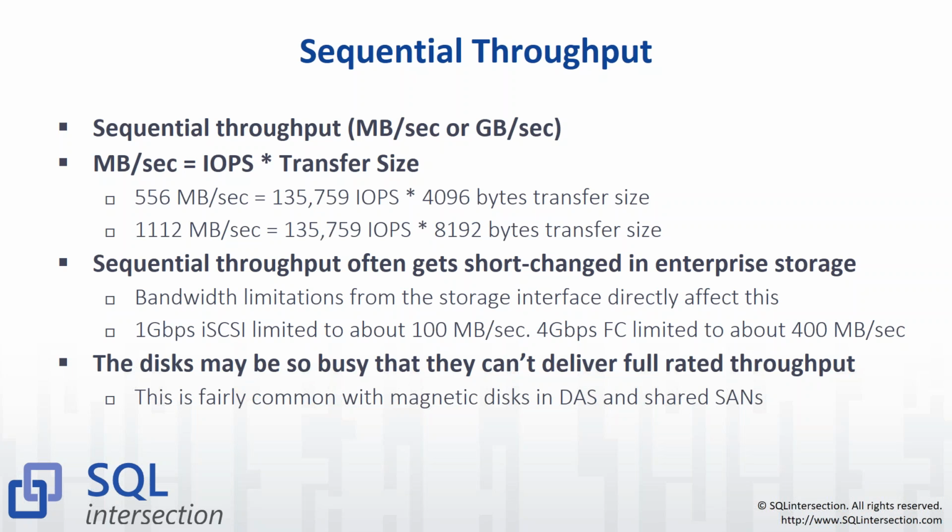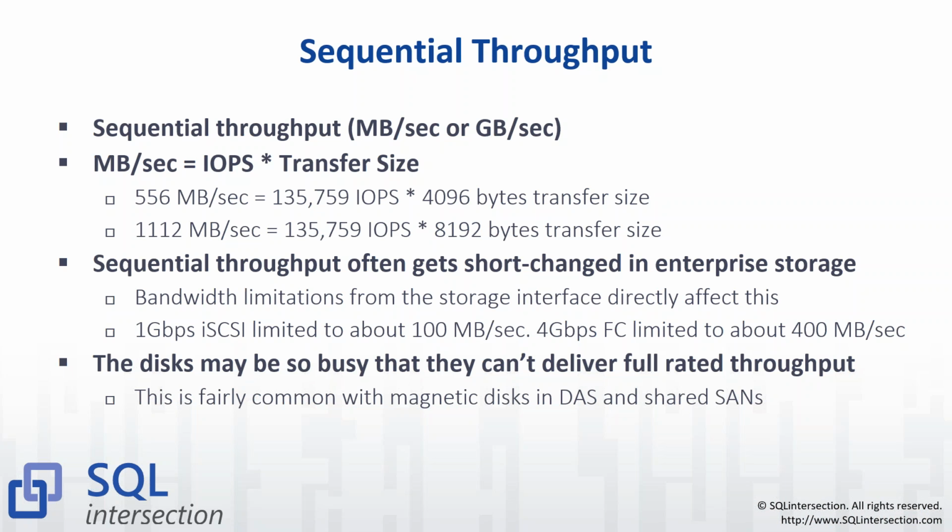And sequential throughput quite often gets the short end of the stick in enterprise storage, mainly because of bandwidth limitations somewhere in the storage path. It could be your HBA or your NIC or a switch, or just the underlying bottleneck in something like a PCIe slot or the drive array itself that limit your sequential throughput. And it may be that the disks in your system are so busy servicing other requests that they can't even deliver the full rated throughput. That's fairly common with magnetic drives.